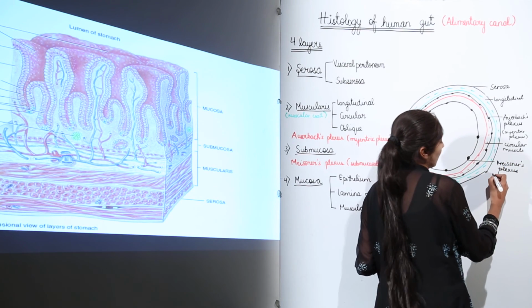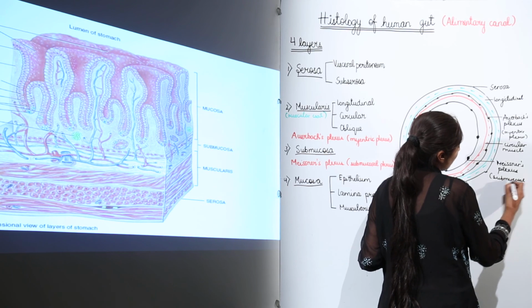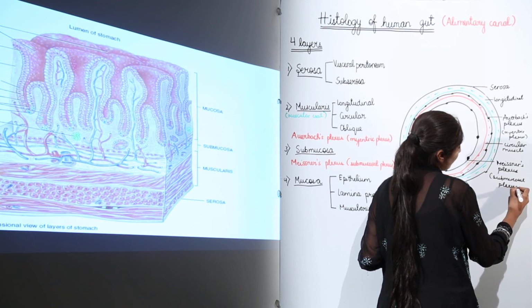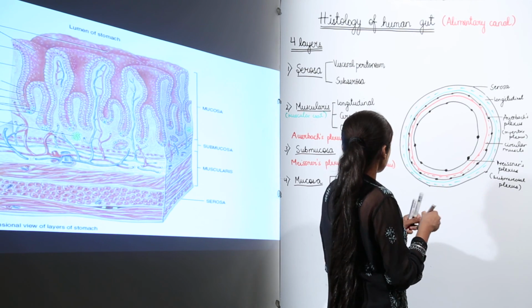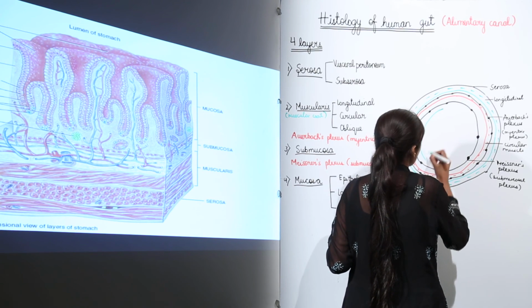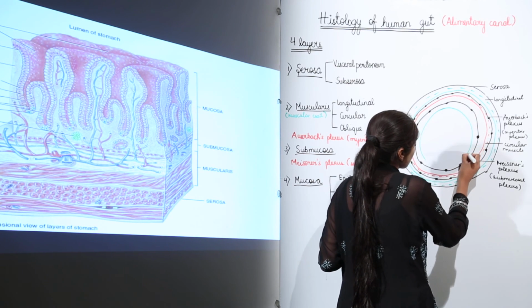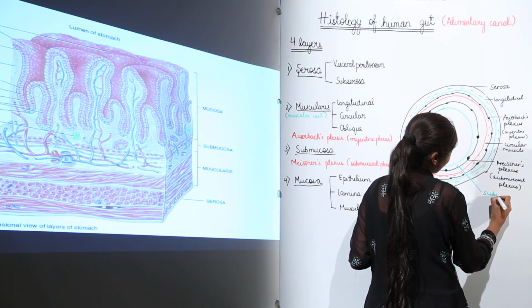The submucosal plexus, submucosal plexus. And to this inside, we have what? We have the submucosa. You can label this as submucosa.